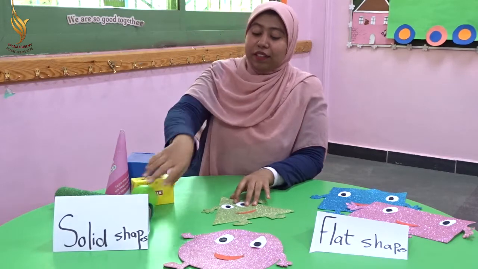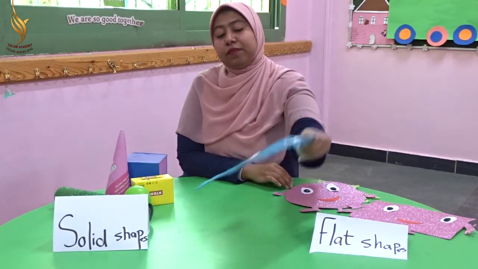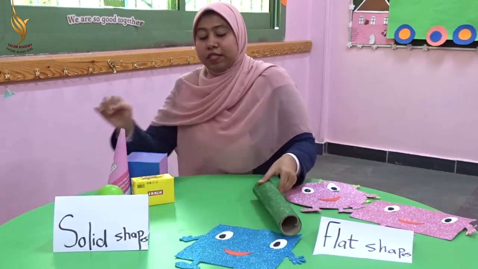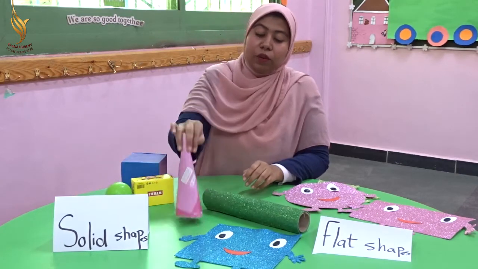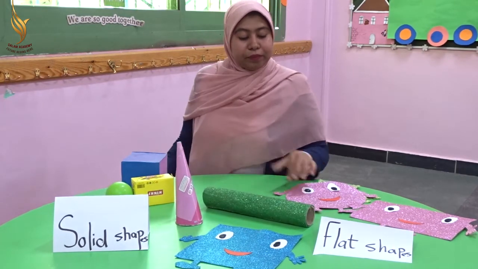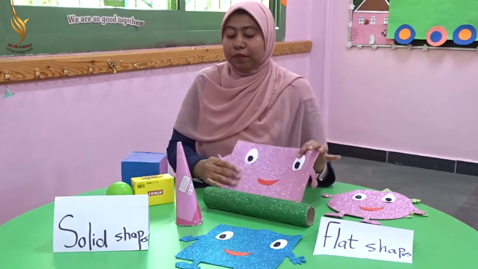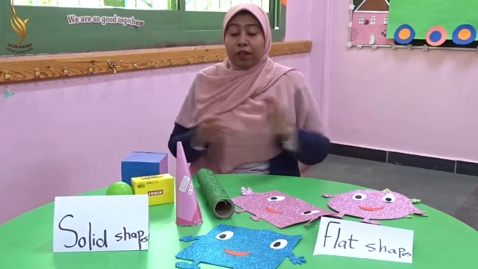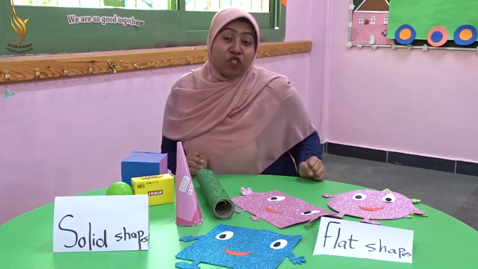Okay, let's do it again. You have here a square, cylinder, and cone. And rectangle. Okay? Now, tell me, where are the flat shapes?